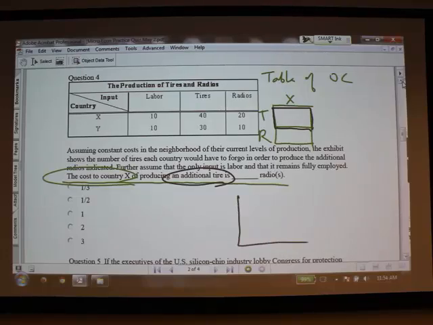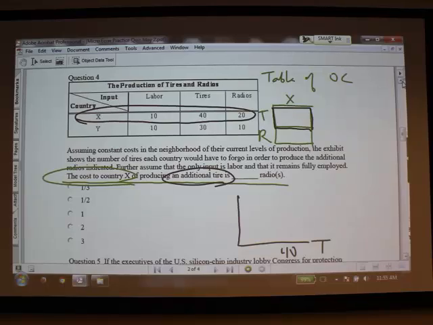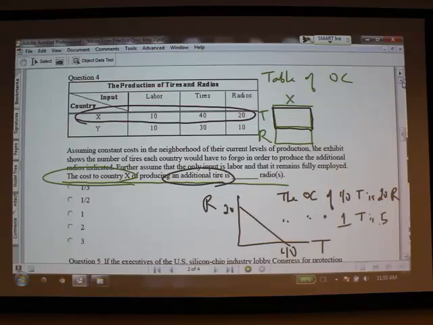But let's draw the PPC anyway. Country X, if they produce only tires, they can get 40. If they produce only radios, they can get 20. So the opportunity cost of 40 tires is 20 radios. The opportunity cost of one tire is 0.5 radios. I just divided this by 40 and then this by 40. And so 1/2 is the answer. Question 4 is B.